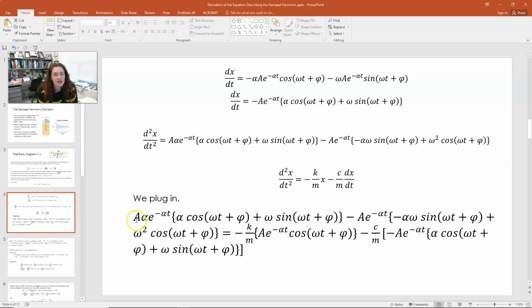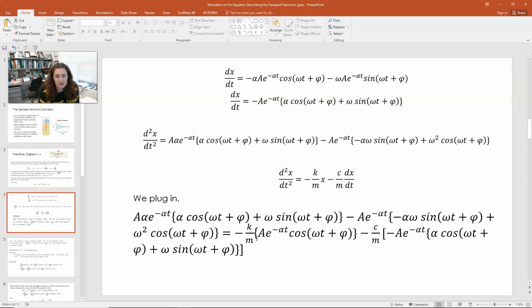Okay, so that's a alpha e to the minus alpha t times alpha cosine omega t plus phi plus omega sine omega t plus phi minus a e to the minus alpha t times minus alpha omega sine omega t plus phi plus omega squared cosine omega t plus phi. Now that's my left-hand side. And it's equal to the right-hand side, which would be minus k over m times x.